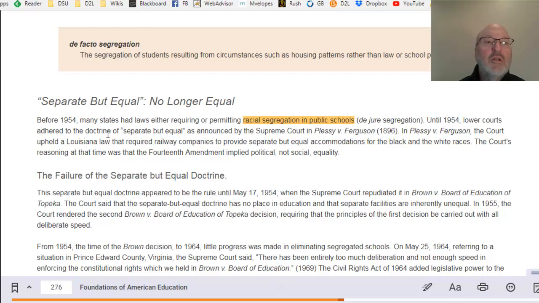Okay, 54, lower courts followed a doctrine of separate but equal. Okay, so they're separate, but they both are equal, and as announced by the Supreme Court in Plessy. So before you go crazy, they had a court case in 1896, Plessy, where the court upheld Louisiana's law that required railway companies to provide separate but equal accommodations for the black and white races. The court's reasoning at that time was the 14th Amendment implied political, not societal, equality.